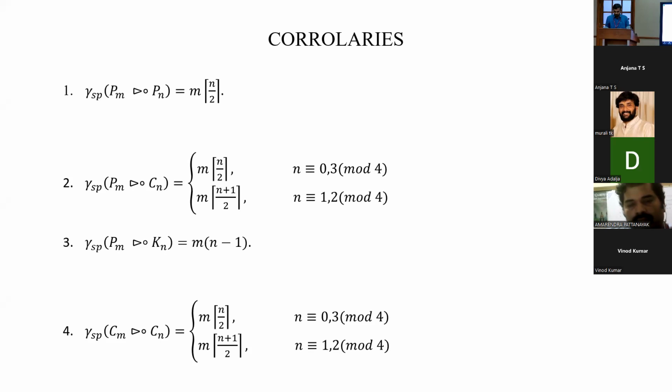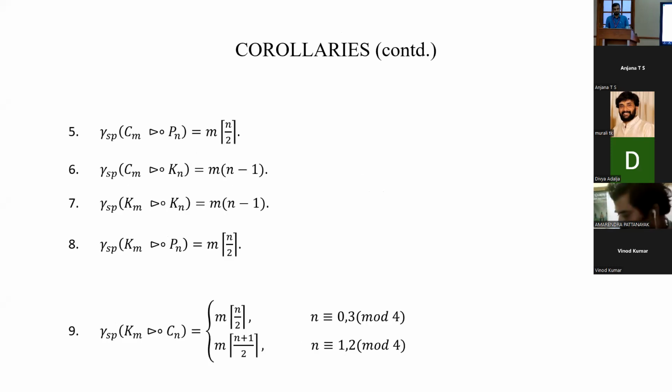Okay, sir, I'll conclude. So similarly, we can obtain the results of cycle graphs together, then cycle and path graph, cycle and complete graph, then two complete graphs together, complete graph and path, and complete graph and cycle graph.